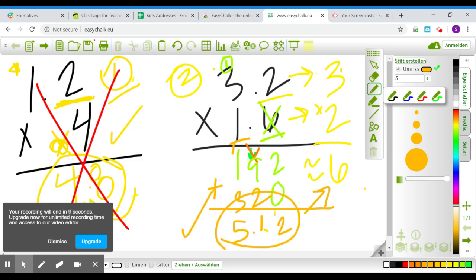So use these two strategies. Go back and check your work from yesterday and use this to check your work today as you're multiplying decimals. Good luck.